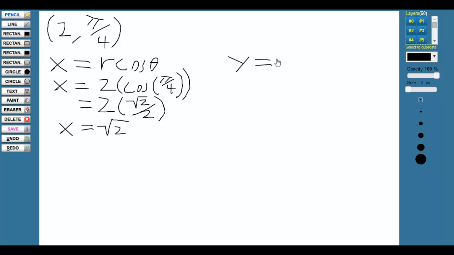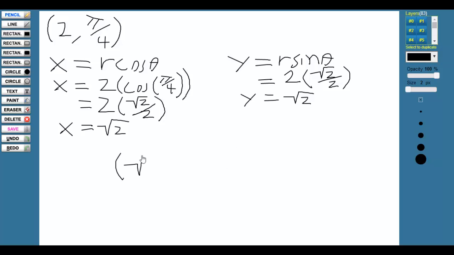Then you can do y equals r sine theta. It's just another matter of plugging stuff in again. So you have 2 times sine of pi over 4, which once again is square root of 2 over 2. So then you just have y equals square root of 2. So then your polar coordinate (2, pi over 4) is the same as the rectangular coordinate (square root of 2, square root of 2).